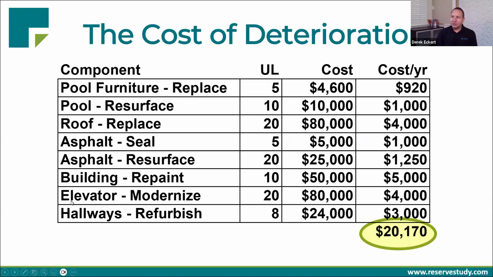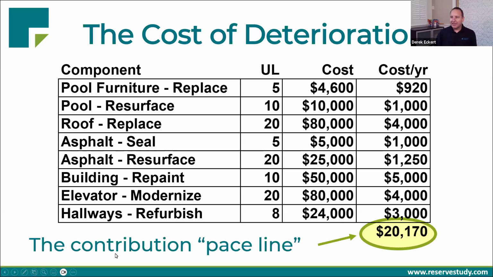And so when we're able to break down each of the cost estimates of the components on a per year basis, we're able to get a number. In this case, it's a little more than $20,000. It's $20,170. And that equals the pace line, right? And so if you're maintaining or keeping up with that pace line, then you're paying your fair share of the bill that's associated with the deterioration at your community.